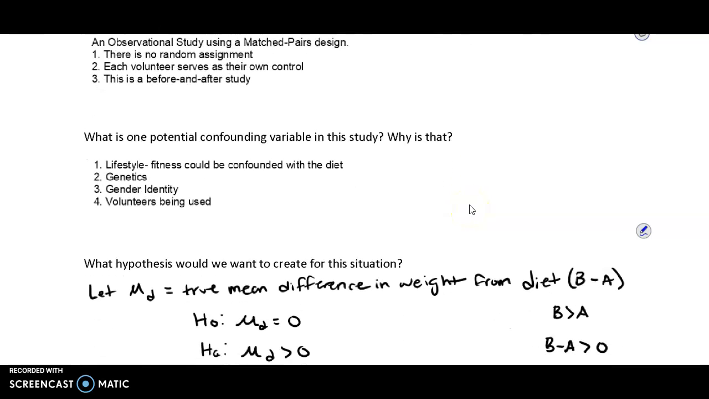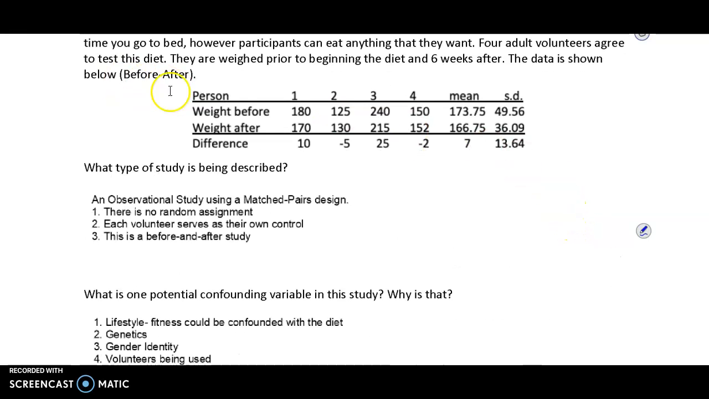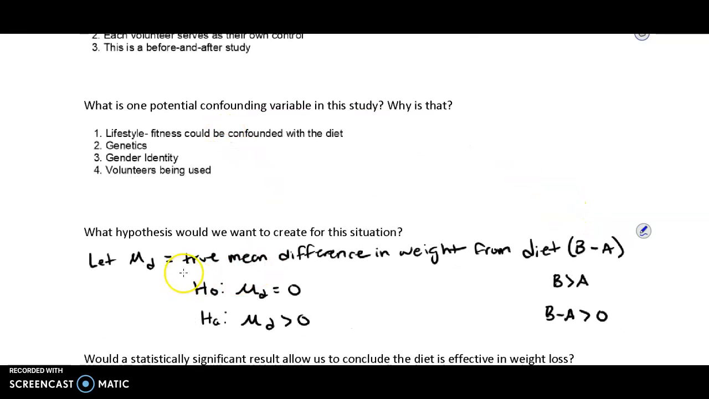Next up, if I were testing that my after weight is less than my before weight, that I actually lost some weight here, if I were to define the difference as before minus after, which I believe it was defined for us in the problem, we would set up this set of hypotheses. We are testing that there is a positive mean difference.